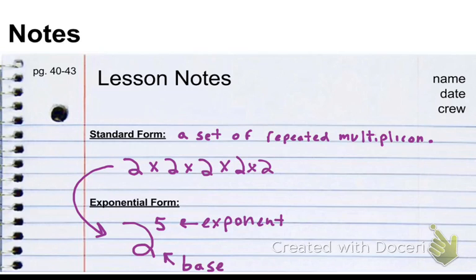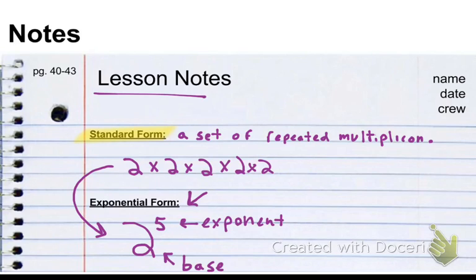The thing you're going to want to get down in your notes first is the difference between standard form and exponential form. Now, standard form here is a set of repeated multiplication. So I've got 2 times 2 times 2 times 2 times 2. I'm multiplying 2 times itself 5 times. Now, when we come across things like this, it just doesn't make sense to write that all out. We save paper by writing it in exponential form.